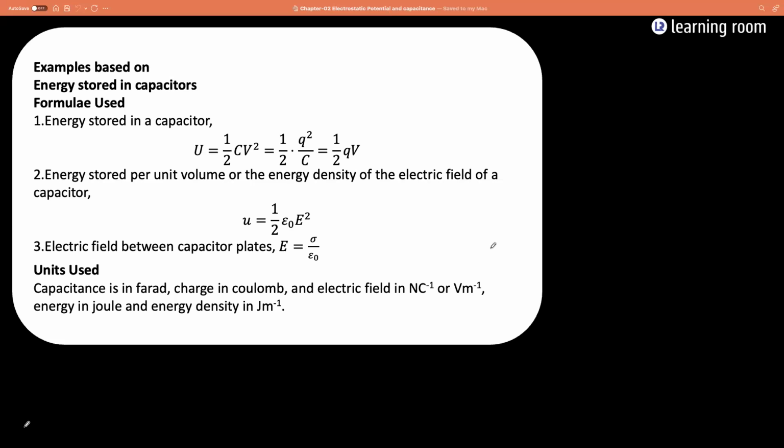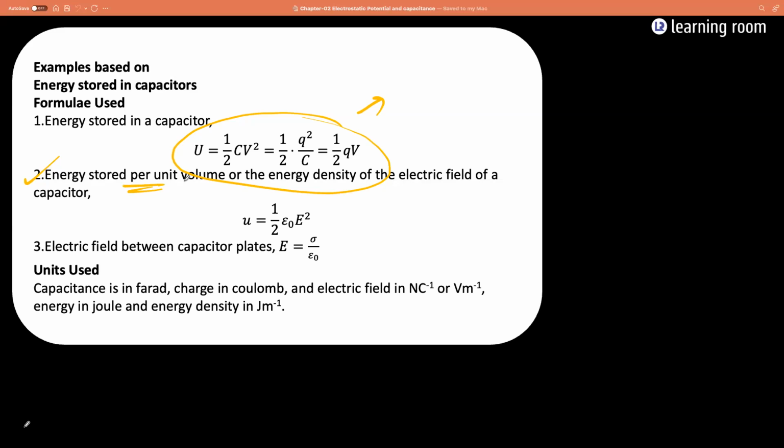Okay. Now we'll do some problems based on energy stored in a capacitor. Energy stored in a capacitor is given by the expression half CV square, Q square by 2C, or Q into V divided by 2. I hope everybody knows how to derive it. Derivation is basically by calculating the amount of work that is done to store the charge. You can go through the recording for it.